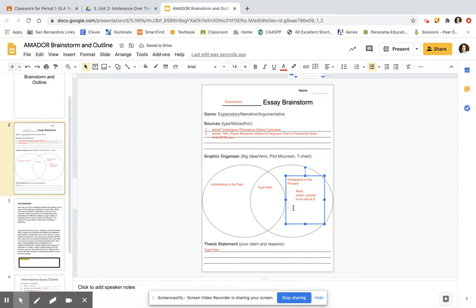I want you to come up with 2 more different things about intolerance in the present. Go ahead and pause your video. All right, now that you have filled out 2 more reasons underneath intolerance in the present, or 2 more facts, now we're going to fill out intolerance in the past. What are some things that were different about intolerance in the past? So if intolerance in the present was more public, then intolerance in the past was more private. People did not know about it.